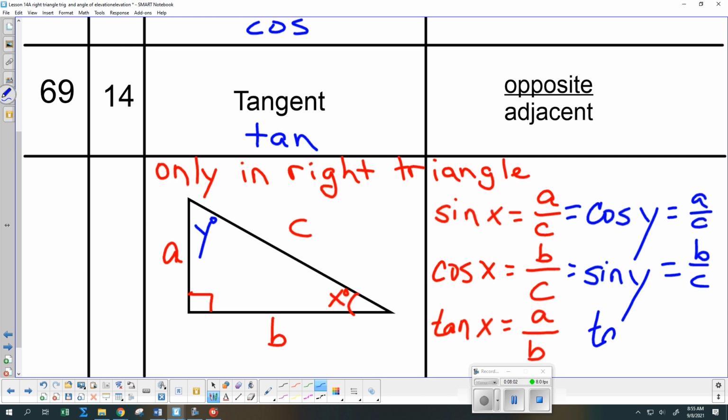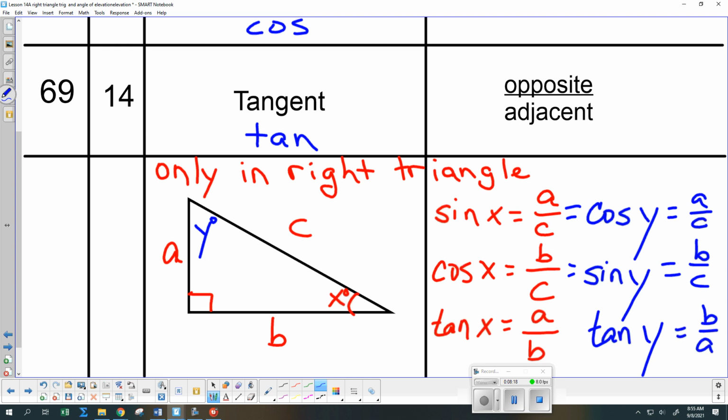And finally, tangent of Y. Ryan? B over A. It's going to be B over A. So the tangent of one is the reciprocal of the tangent of the other, because we've switched what is opposite and what is adjacent.